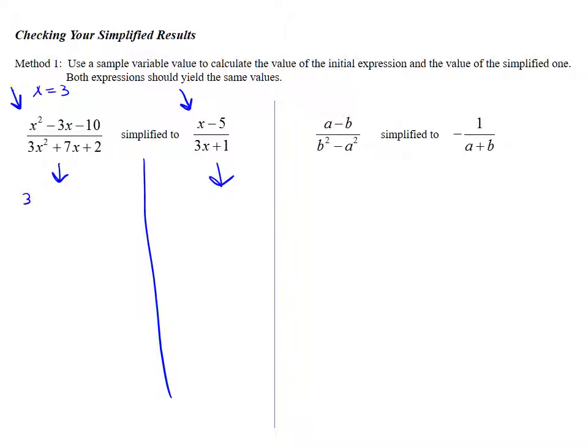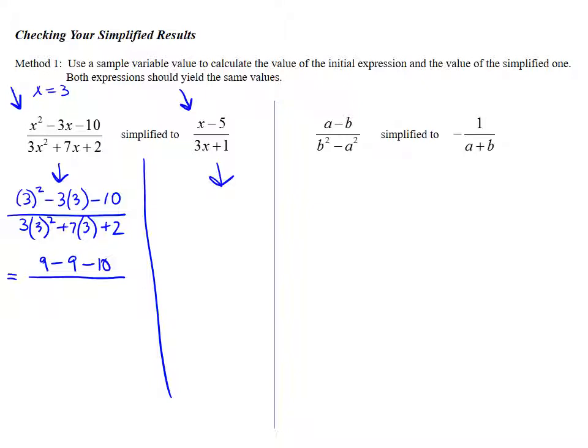So I'm going to put a 3 into this first fraction. So I'm going to have 3 squared minus 3 times 3 minus 10 in my numerator. And then in my denominator, I'm going to have 3 times 3 squared plus 7 times 3 plus 2. So simplifying this fraction, work on the numerator and denominator separately. 3 squared is 9, 3 times 3 is 9, so I have 9 minus 9, and then the minus 10 sticks around. In the denominator, 3 squared is 9 times 3 is 27, and then 7 times 3 is 21, plus 2.